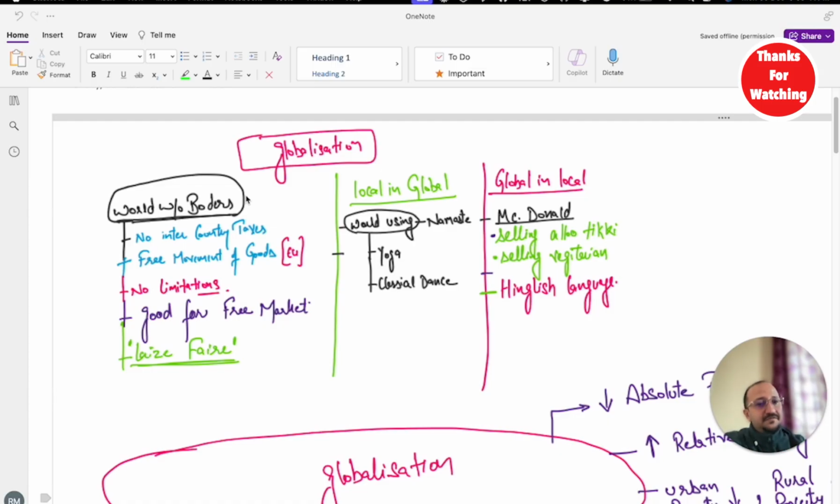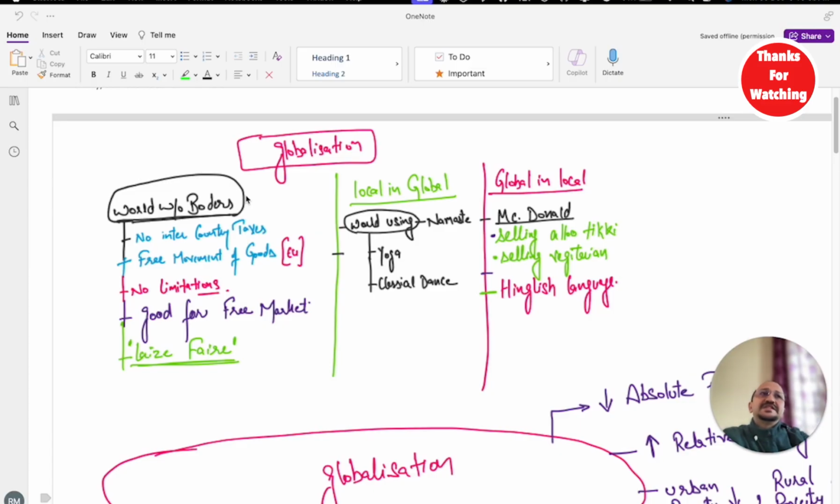There are no taxes, free movement. Just imagine yourself, you don't even need a passport. You don't even need a visa. Do you need a visa to visit Nepal? Or do Nepalis need a visa to visit India? No. You just take a bus, go there, visit and come back. You don't need any passport. You don't need any visa.